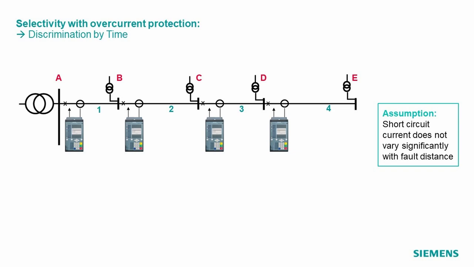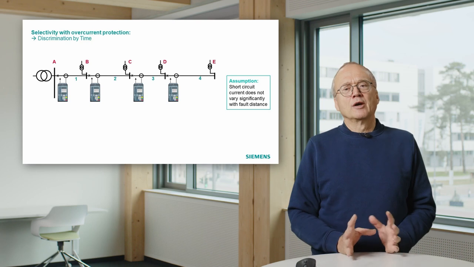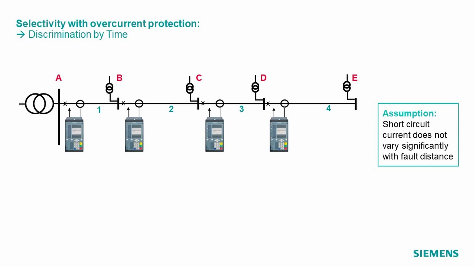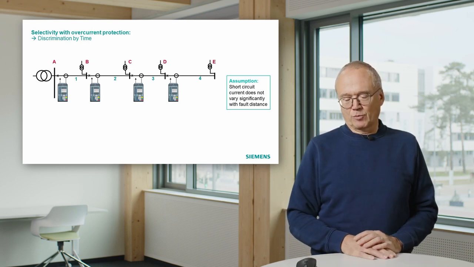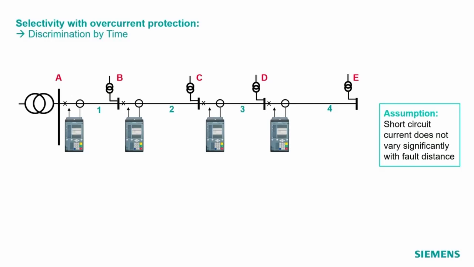And if we assume that we have a system, for instance a cable system here with relatively short cables, the short circuit current does not vary significantly along the line. That means whether we have a short circuit on cable 2 or cable 3 or cable 4, the short circuit current is nearly the same. And then on these intermediate stations, B, C, D and E, we have transformers who do the step down into low voltage networks. Now let us assume we have a fault somewhere on this feeder.